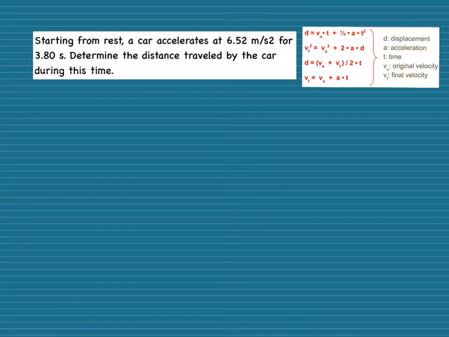So it's starting from rest, the car accelerates at 6.52 meters per second squared. That's an acceleration because it's in meters per second squared, for 3.80 seconds. It also tells me it starts from rest. That's important. Determine the distance traveled, and this should say displacement, but distance and displacement a lot of times are the same thing, by the car during its time.